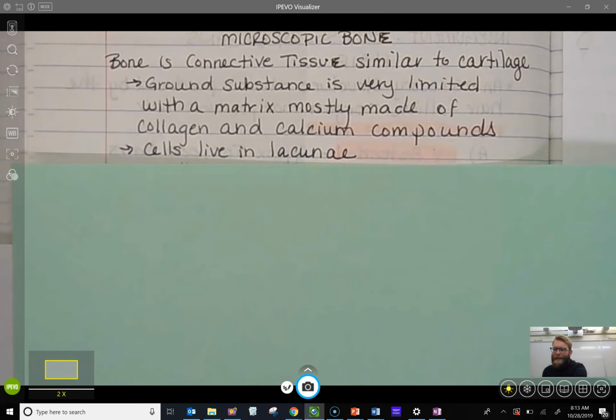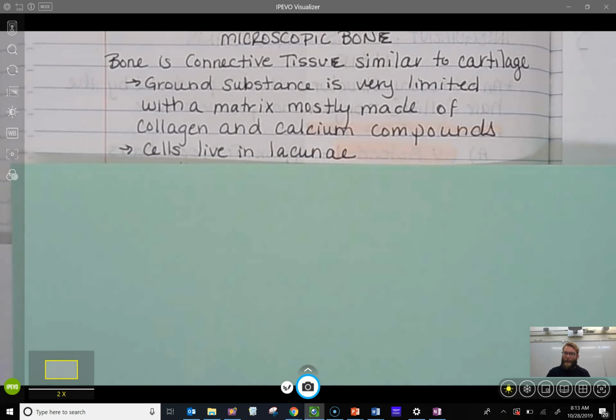Bone as a connective tissue is going to have a ground substance. It's got a very limited matrix. It's mostly made up of collagen, right? Again, that's the main protein inside of cartilage, as well as those calcium compounds I just mentioned. Okay, so like in cartilage, the cells inside of your bones live in a lacunae, right?